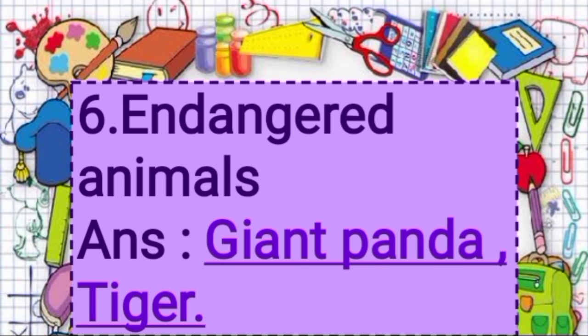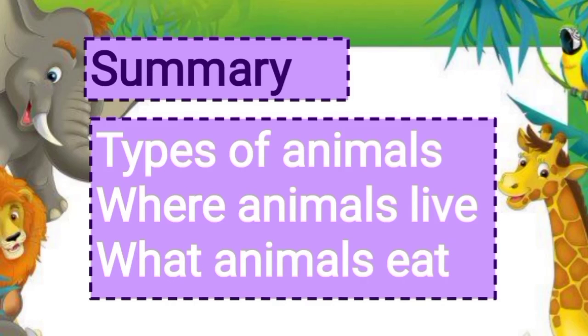So as you know, despite a lot of adaptation, lives of several animals are in danger because of the destructive activities of human. So animals such as giant panda and tiger are in danger of becoming extinct and they are called endangered animals. So today we have learned that based on the presence or absence of backbone, animals can be divided into two groups, vertebrates and invertebrates.